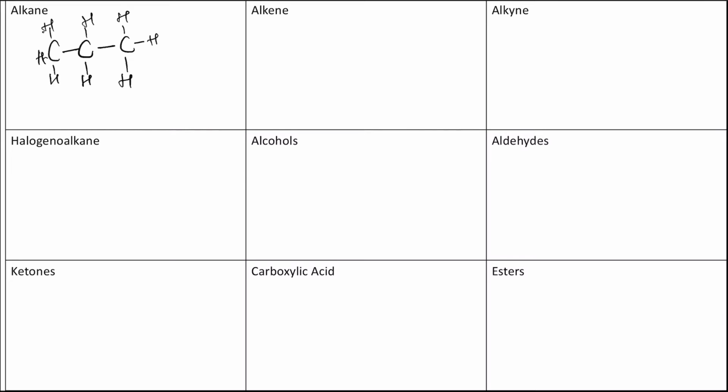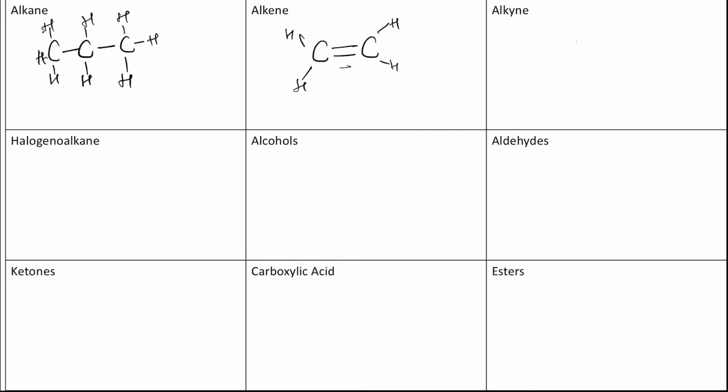Then we have an alkene. The speciality of an alkene is it has a double bond. So it's C double bond C. And then accordingly, you would attach your hydrogen atoms. Next, we have alkyne. Well, no points for guessing. If this is a single, this is double, then an alkyne is going to be a triple bond. Yes. And then you would have your remaining hydrogen atoms.